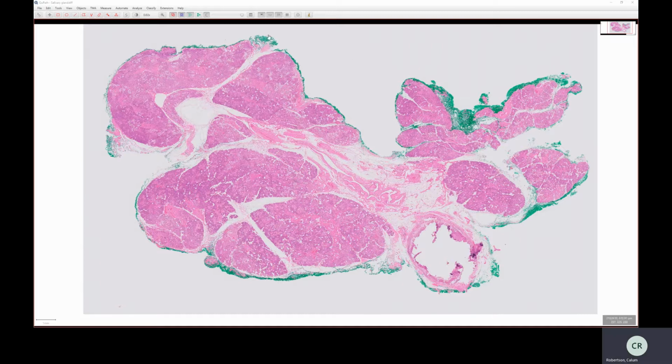But this is a salivary gland. There are three types of salivary gland. There are the parotid gland, the sublingual gland, and the submandibular gland. And this is the submandibular gland.